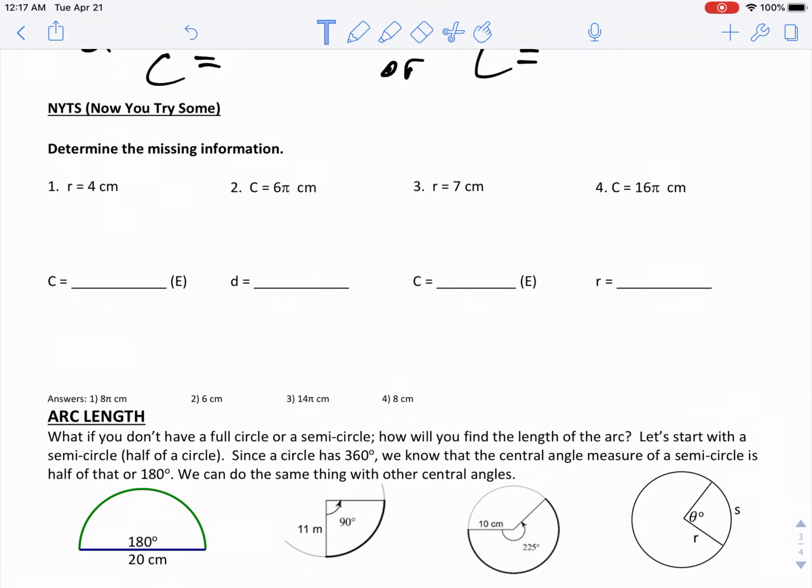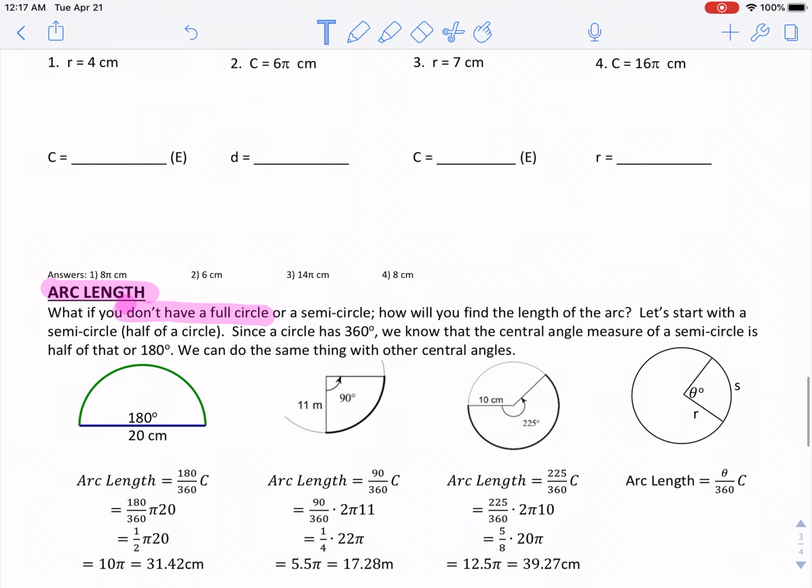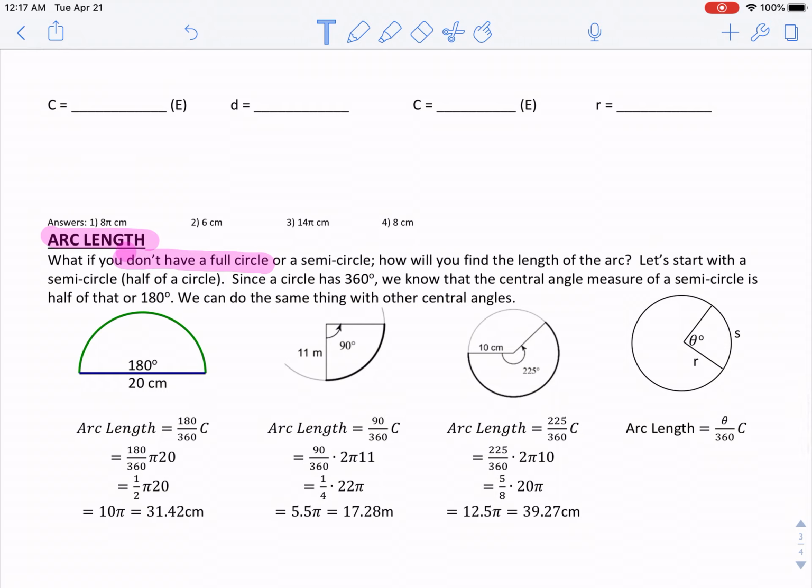That's it for circumference. Next we're moving on to arc length. Arc length happens when we don't have a full circle. So we're looking at part. The first one they look at here is a semicircle, or 1/2 a circle.